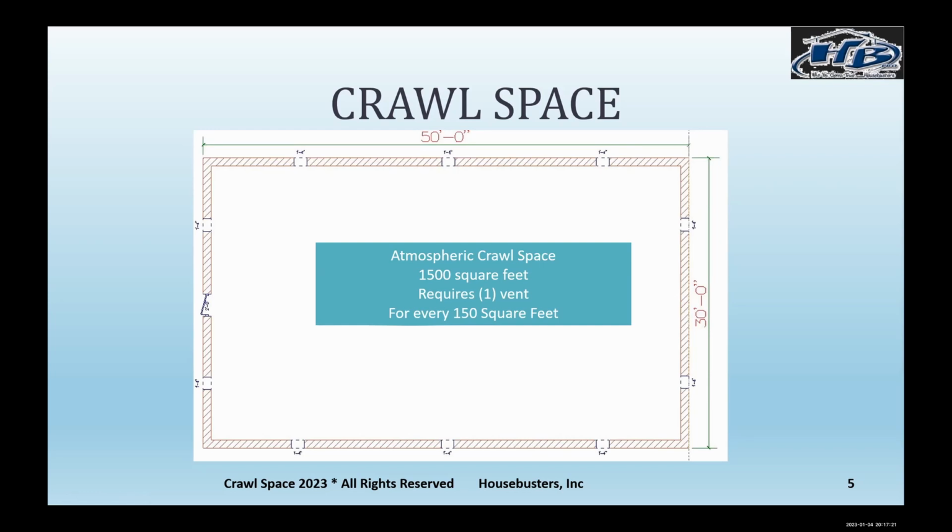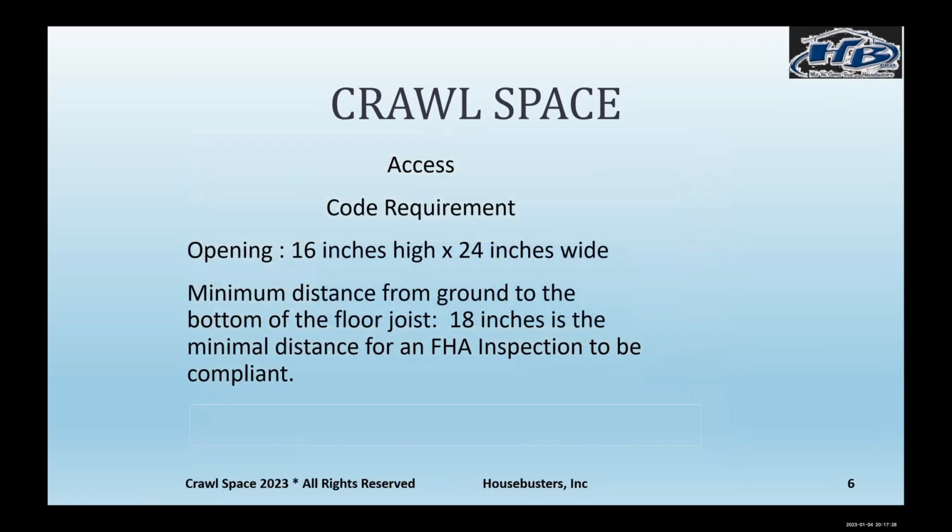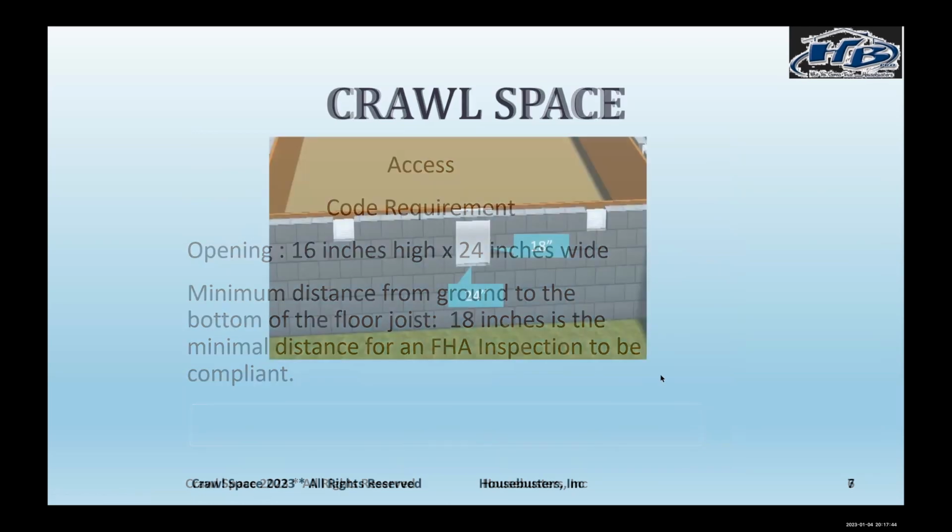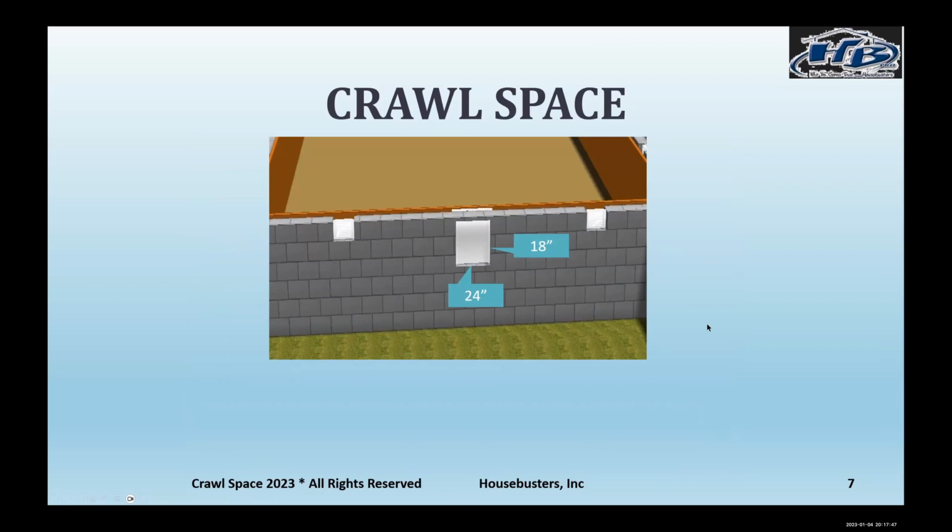So as we go back through here, I'll show you what happens when you deal with this and we lose the ventilation. Now, the other thing you want to remember is crawl space access. Crawl space access deals with the 16 by 24 inch wide opening. The minimum distance from the ground to the bottom of the floor joists is 18 inches. And that's the minimum crawl space. As you can see by the cross section here, you see where your door opening, you're dealing with your 18 inch high and 24 wide opening.